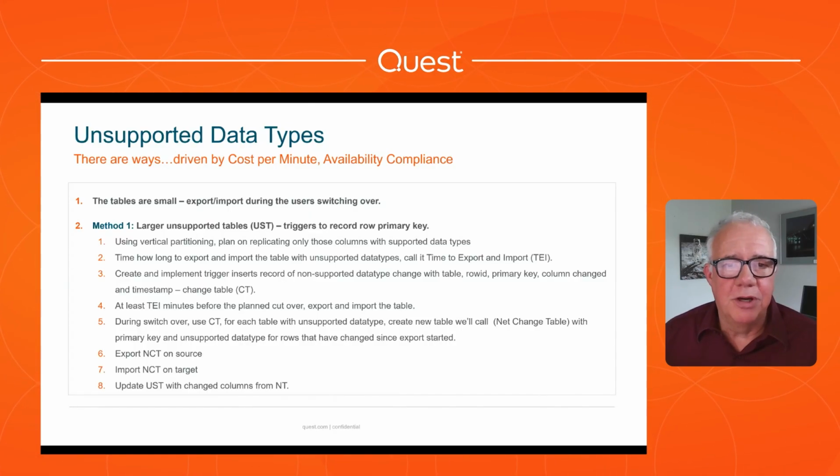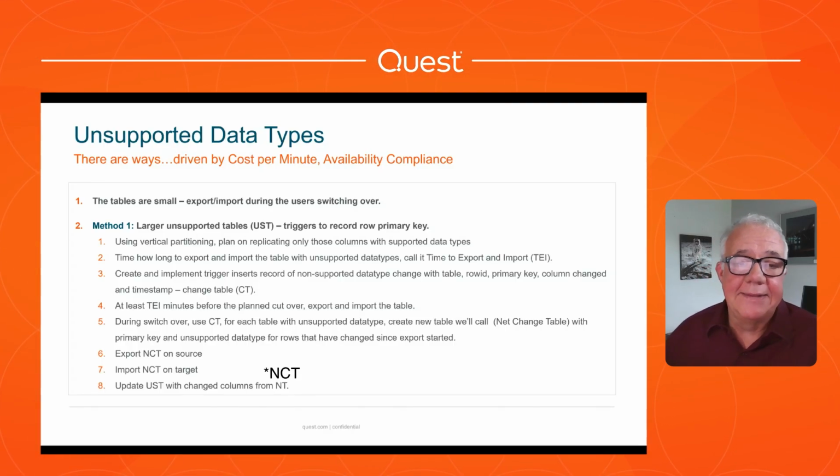You're simply telling the trigger, please keep track of those rows that had changes for that unsupported data type. Then you can create a query which will move just that data into its own dedicated table. The change table helps drive that, and it creates a table we'll call net change. So you export your NCT on the source, you import it in the target, and then you update the large table with the unsupported data type from the smaller one. That should say NCT, not NT at the end.